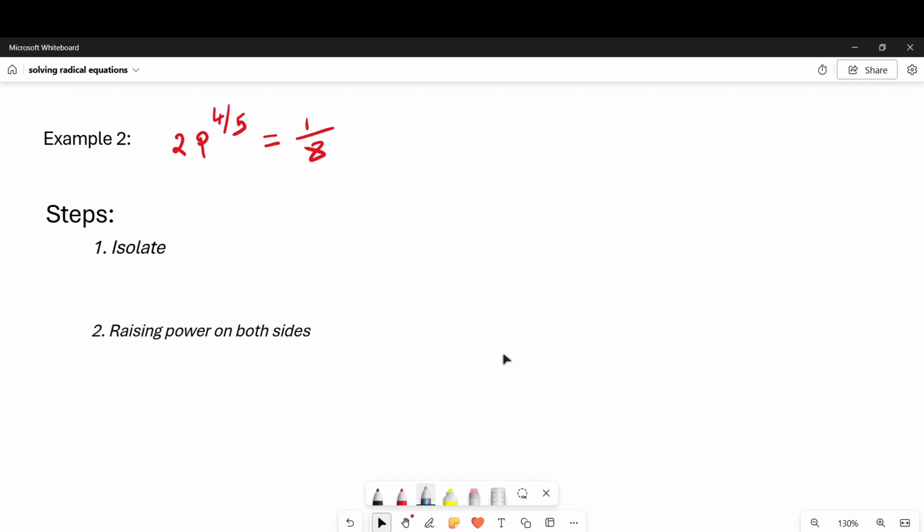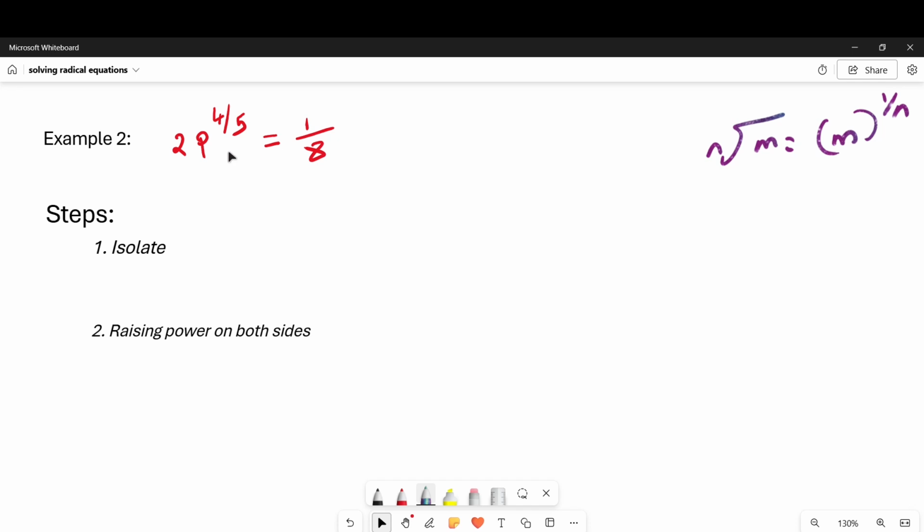In the next example, you can find there is no radical symbol. Instead of that, it's an exponent: 8 times p raised to 4 by 5. So what's the relation between exponent and radical? We can express the radical in terms of exponent also. So I'll show you. The nth root of m can also be written as m raised to 1 by n. This is the relation between radicals and exponents. I already discussed in the previous video how radicals and exponents are related.